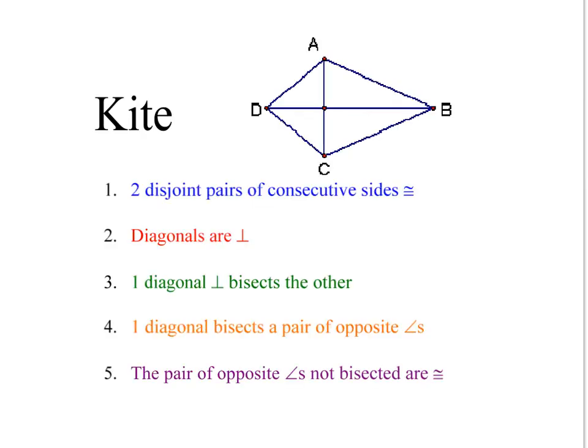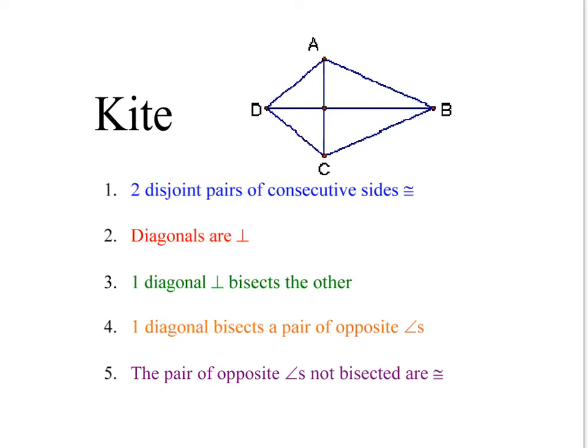Alright, boys and girls, welcome to our last video lesson in Chapter 6, our lesson on kites and trapezoids. A kite is defined as a quadrilateral with two disjoint pairs of consecutive sides. In other words, these two sides are congruent, and these two sides are congruent. The congruent sides are not opposite each other, they are adjacent to each other, they are consecutive.